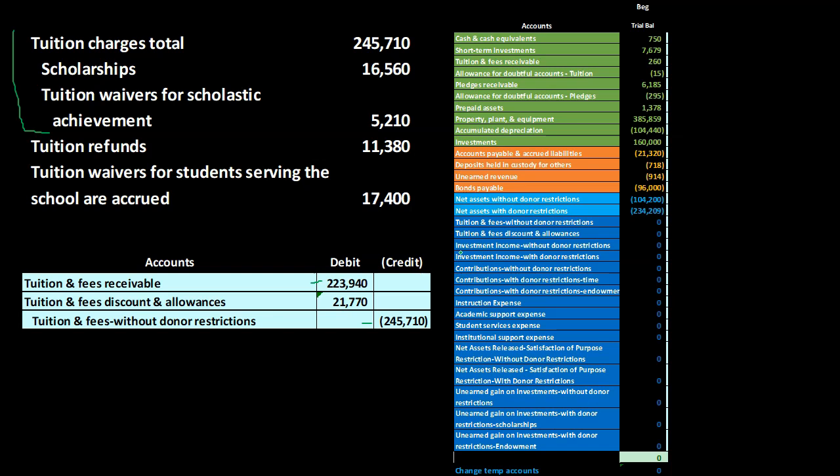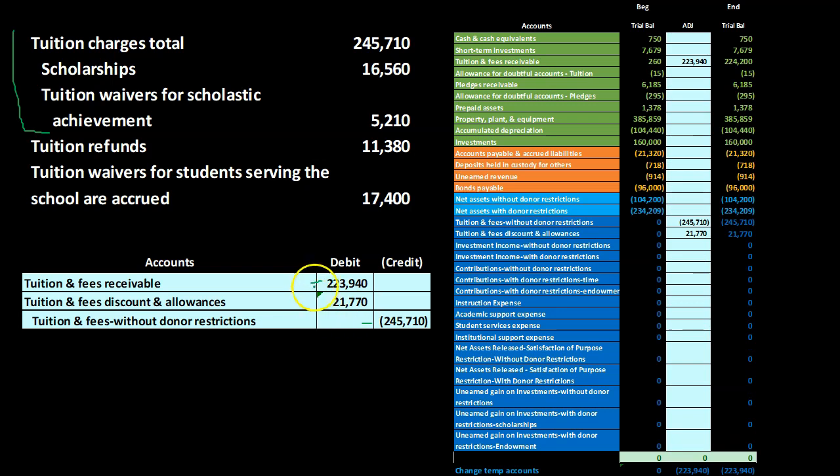That difference of the $21,770, we're going to be recording to the tuition and fees, discounts and allowances, which you could think of as a contra revenue account, because the revenue account is going up with a credit, and then the tuition and fees, discounts and allowances is like that revenue that we're not really collecting on. So it acts like an expense. If we post this out, then we're going to say that we have the tuition and fees receivable, increasing our receivable amount in the debit direction.